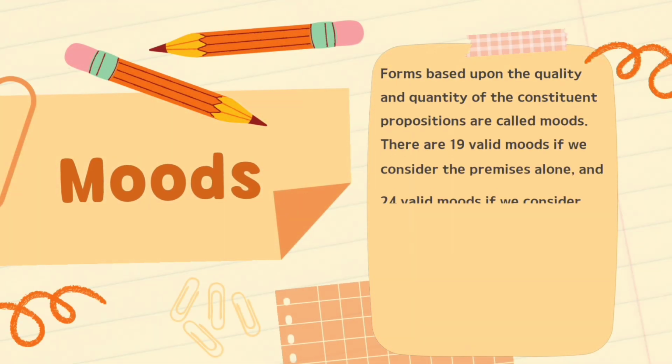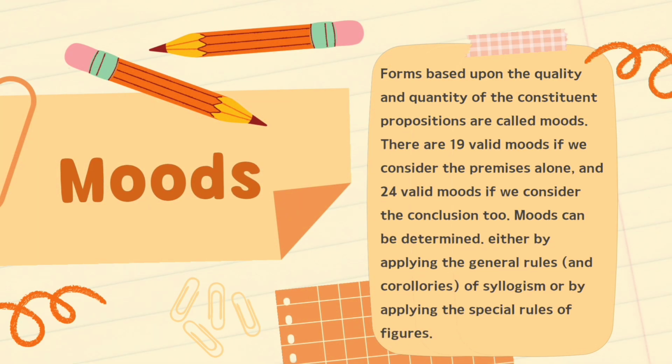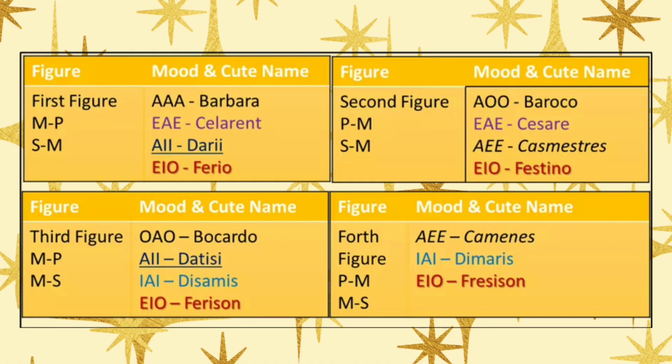Moods of syllogism. Forms based upon the quality and quantity of the constituent propositions are called moods. There are 19 valid moods if we consider the premises alone, and 24 valid moods if we consider the conclusion too. Moods can be determined either by applying the general rules and corollaries of syllogism or by applying the special rules of figures. This is 64 mood. Take the screenshot of this.